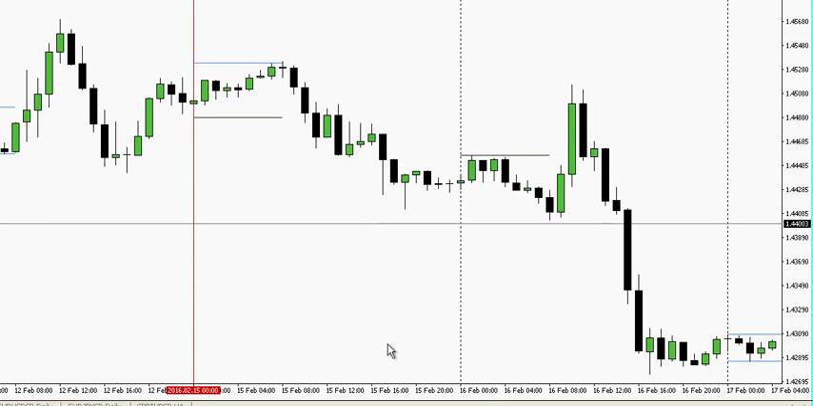Hi everyone, I'm going to do a recap of the week's moves on the pound dollar, and we're just going to run through trading the basic high-low strategy with reversal trades. So a bit of a refresher.